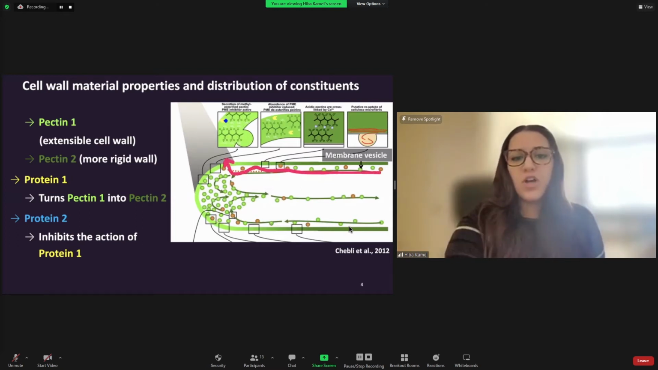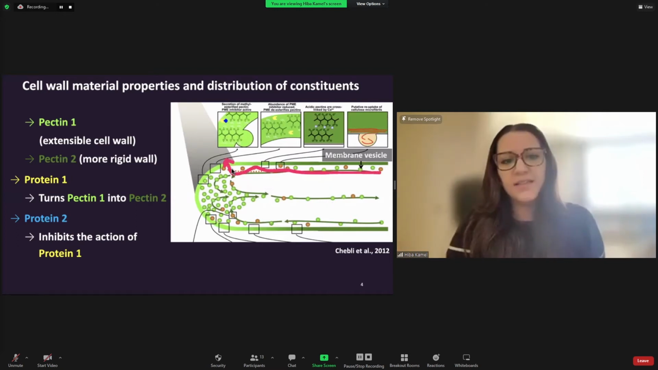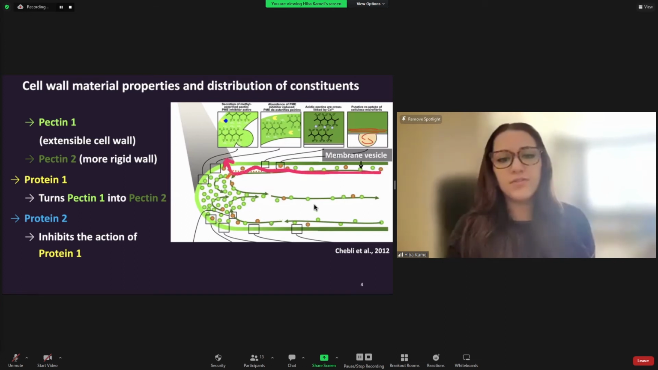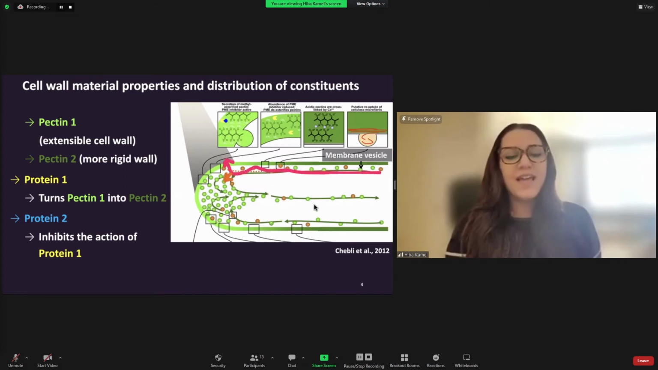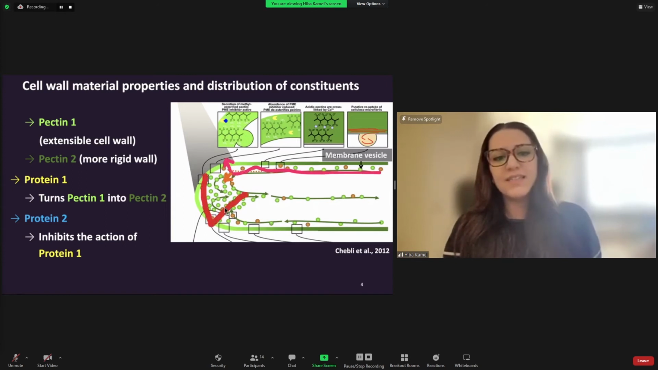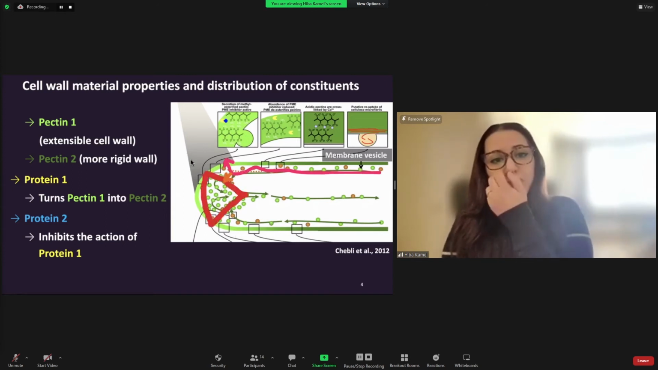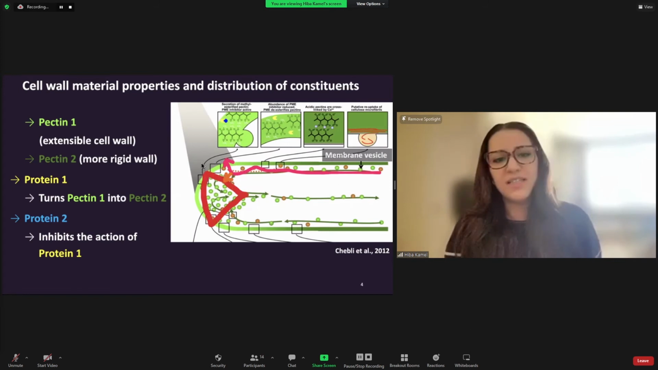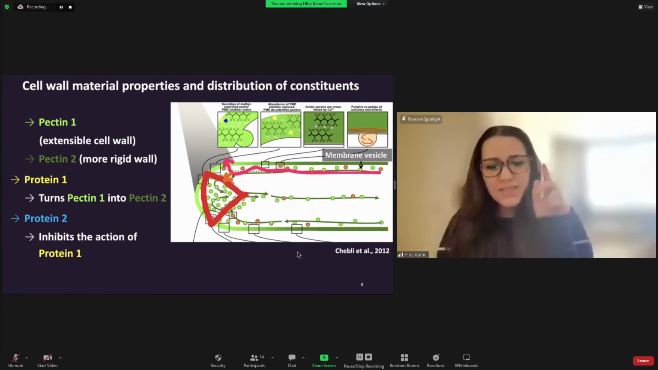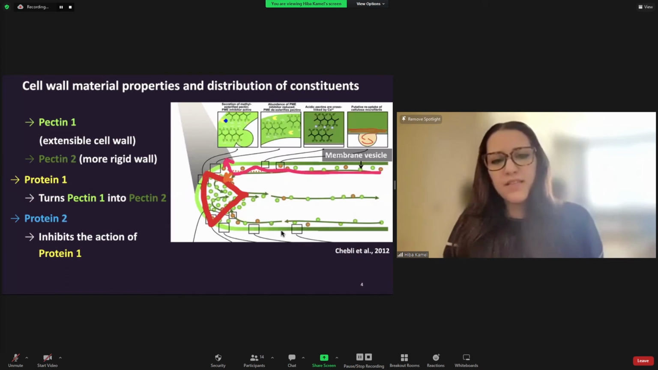Membrane vesicles come from the periphery and then get secreted in this region. Sometimes they fail to secrete, and instead the membrane vesicles accumulate in this very characteristic triangular shape at the tip.